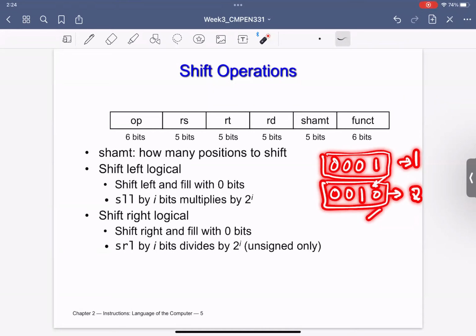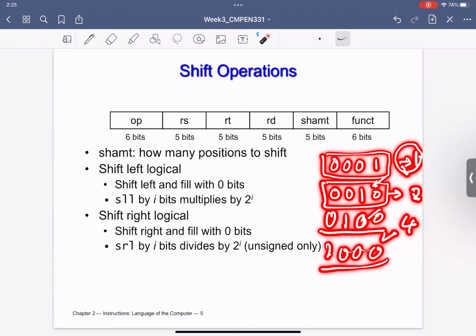How about if I go another one, 0, 1, 0, 0? How will you read this? It is 4. How is it related to that? It is multiplied by the base, which is 2, to the power of the shifts. The shifts are 2, so 2 to the power of 2 is 4. So it will be 1 multiplied by 4, and that's why this is 4. How about this?